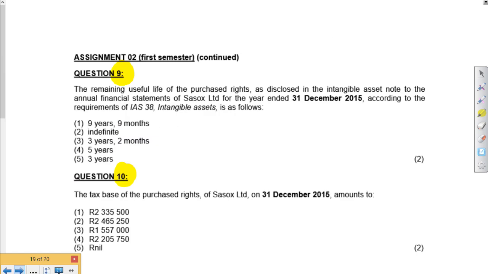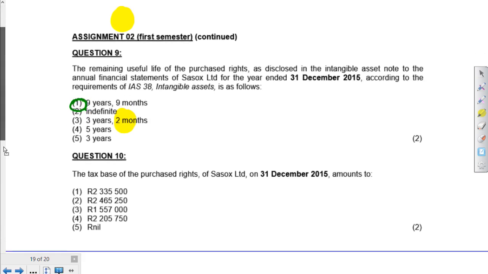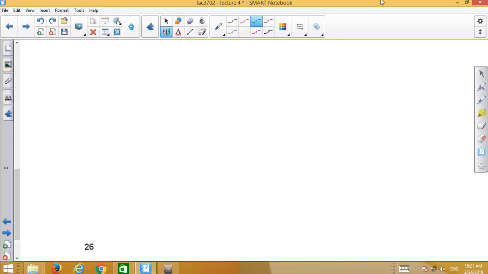The remaining life on the right is how many years, Jolinda? 3 years. This was such a funny one, wasn't it? Why do they ask such a funny question? 9 years, 9 months. I don't know where they get the months from, because it's not months. It's not indefinite, although it is possible to have assets with indefinite lives, like goodwill, for example. But yeah, 3. Oh yeah, it does these funny things where it just goes berserk.